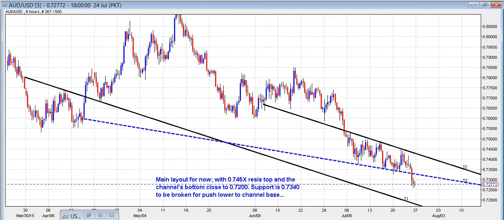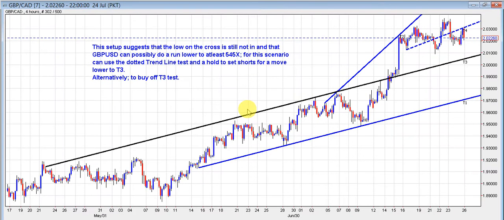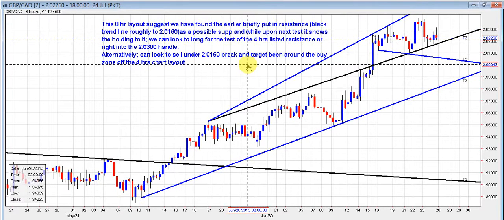And if I pull my charts up on pound CAD, here, this is the same 8 hours.